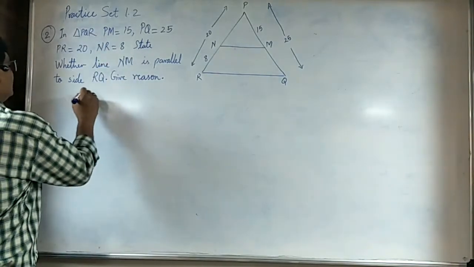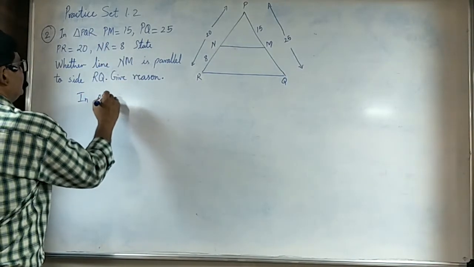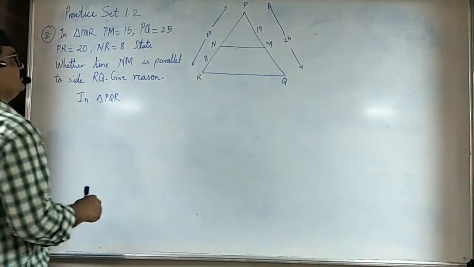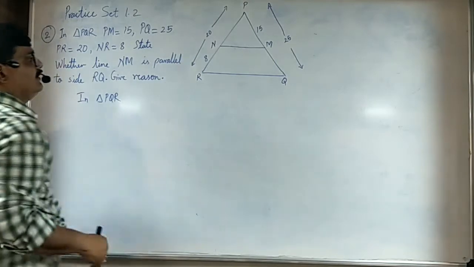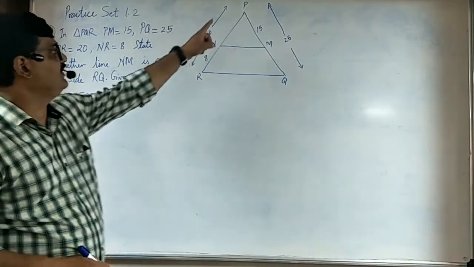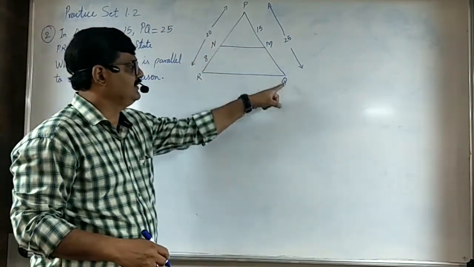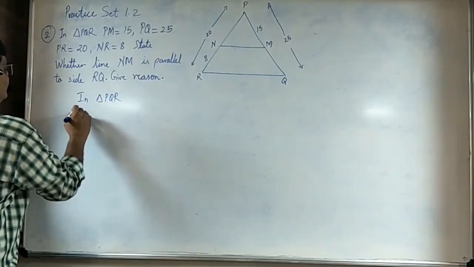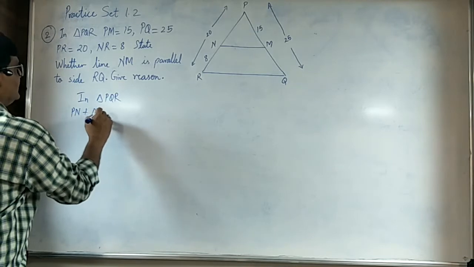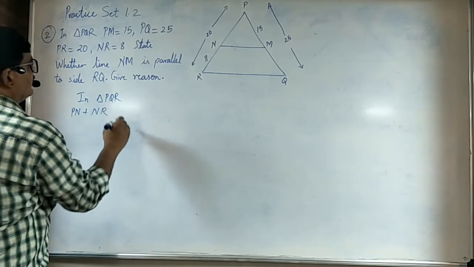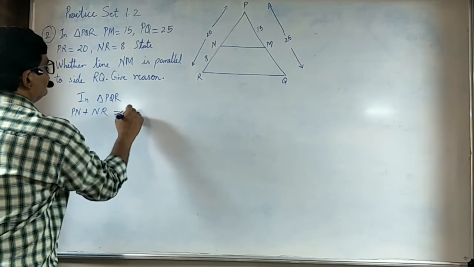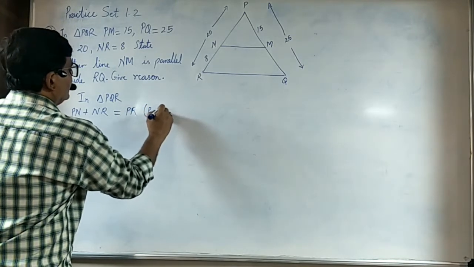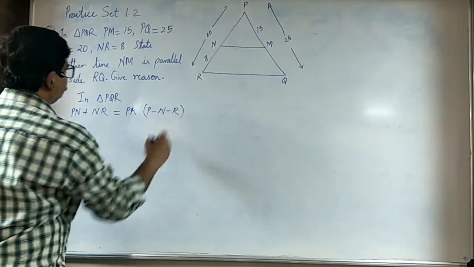First of all, I'll go into triangle PQR, where P, N and R are collinear points. First I will find the value of PN and then I will find the value of MQ. So here PN plus NR is equal to PR, and you have to write it as P-N-R, P-N-R.